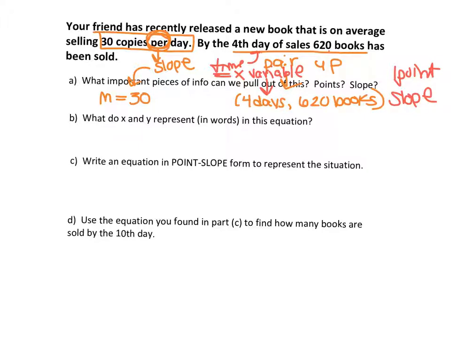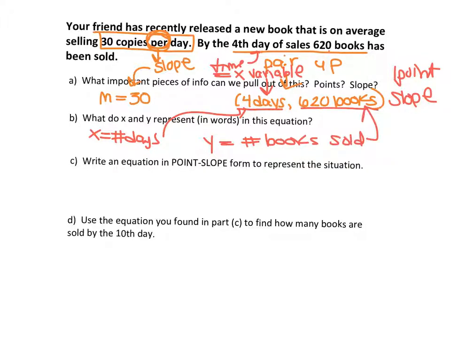Well, because we labeled our point well, we can see our x coordinate, x, is our number of days, because we can see that 4 days is in our x-coordinate. And then we can see y is equal to, right here, the 620 is the number of books sold. So we can see our x and y pairing here of 4 days, comma 620 books.